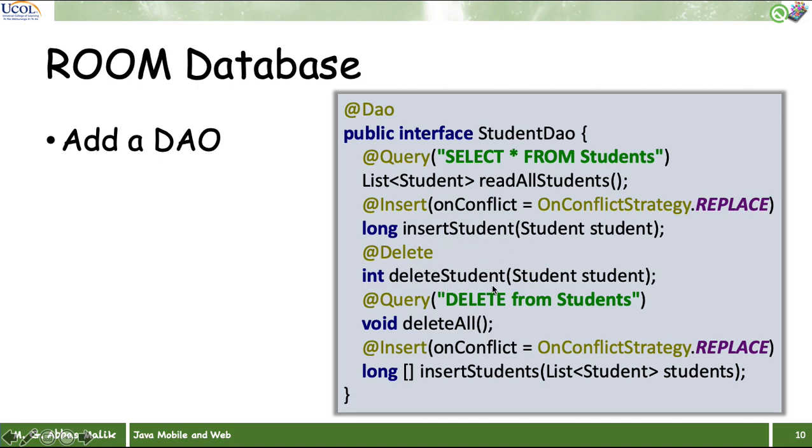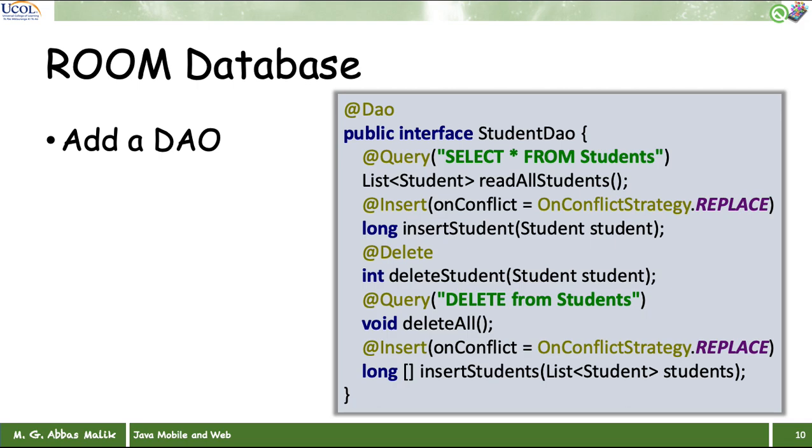It will help us to insert a student, delete a student, and delete all students. What you need to do in your data model package is add that interface, and write that information in the query, add the insert, add the delete, add the read query, and then add the insert. Again, it is inserting students as a list of students, as you may want to insert multiple students. So this is a DAO, a data access object that we need to create.